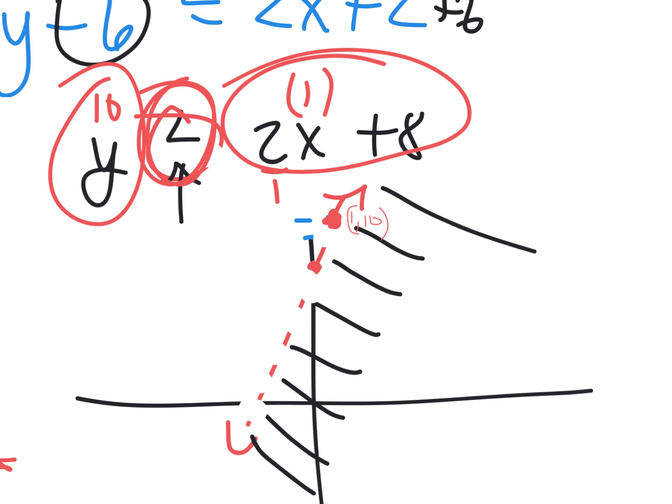That's why it needs to be a dotted line, because things that are on the line won't work. They'll read something like 10 is less than 10, which is not a true statement. If it was or equal to, then it would be true, and that's why the point on the line would work if it was an or equal to.